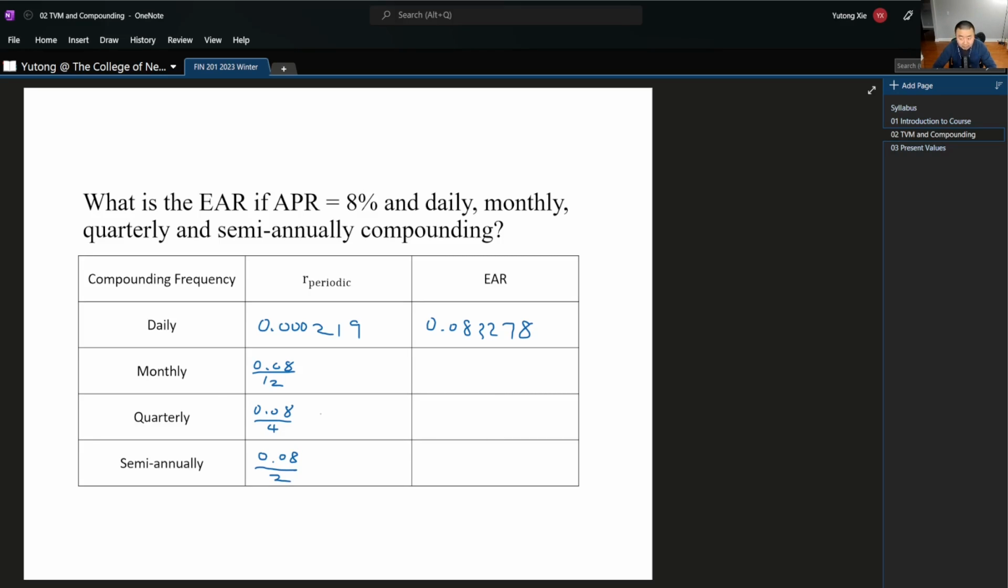And then to get your EAR, what you need to do is that you need to use 1 plus the periodic rate, 0.08 divided by 12, right? Raised to the power of 12, because there are 12 months in a year. And this is the ending value, right? The future value at the end of the year. If you invest $1 and then you minus 1, you got your return. Okay, so the same thing for the others. Try it yourself. The answers are in the readings, so you can check the answers yourself.